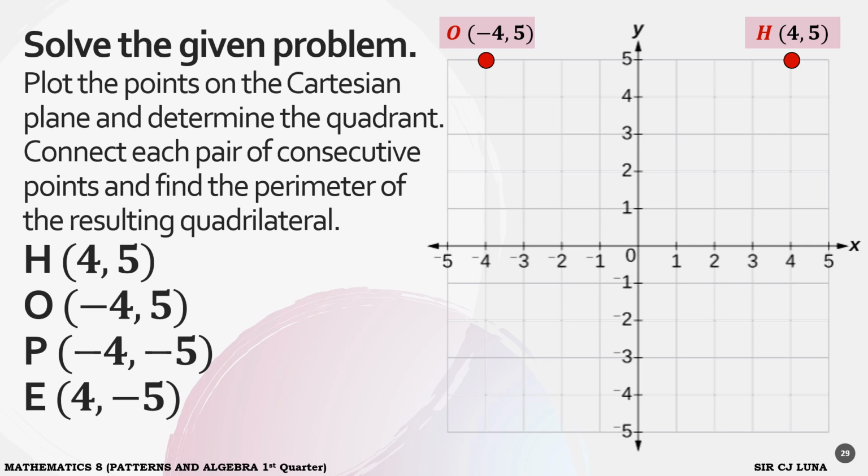Point P is (-4, -5). (-4, -5) means our point is located 4 units to the left of the y-axis and 5 units below the x-axis. That is point P. It is in quadrant 3 because our coordinates are both negative. Next is point E, (4, -5). Looking at the signs of our coordinates, point E is in quadrant 4. And that is the location of point E.